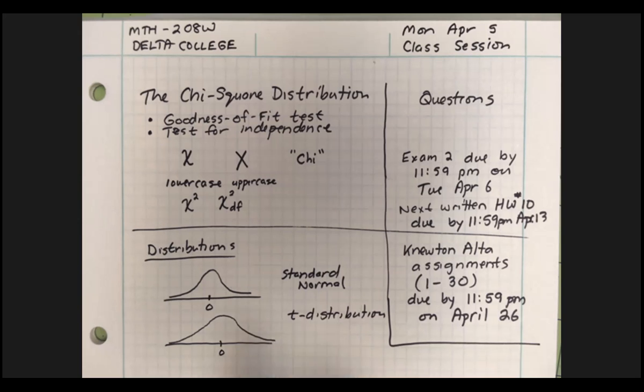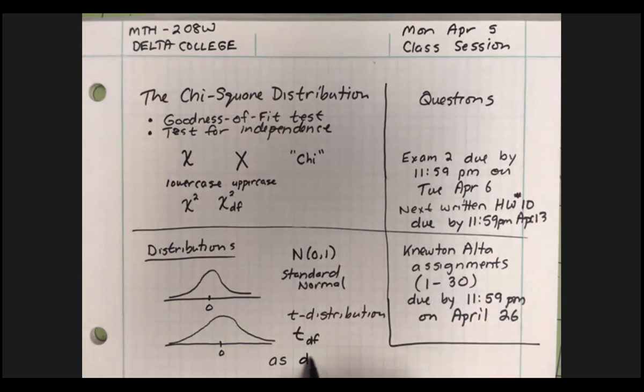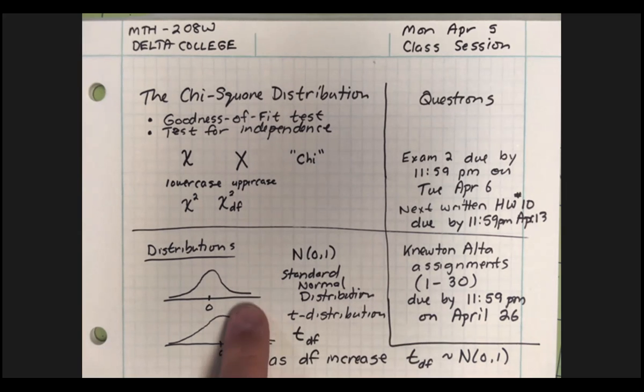But the T distribution, actually there are many, many T distributions, as you know, depends on the number of degrees of freedom involved. And as the degrees of freedom increase, the T distribution looks more and more like the standard normal distribution. Remember the notation we use for the standard normal distribution. Normal distribution with a mean of 0 and a standard deviation of 1. That's called the standard normal distribution. So on the whole, these don't look very different.